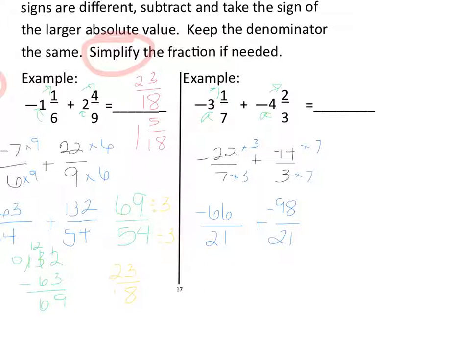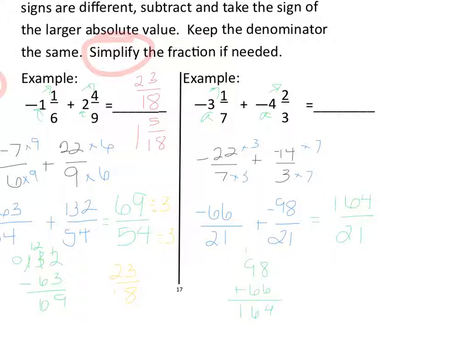Now we can look at our numerators. Now that our denominators are the same, we look at the numerators and we say, are our signs the same or different? Well, 66 is negative, 98 is negative. So our signs are the same, which means we're going to add 98 plus 66. And we get 164. So we have 164 over 21.